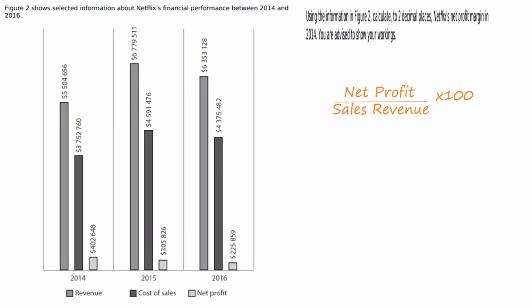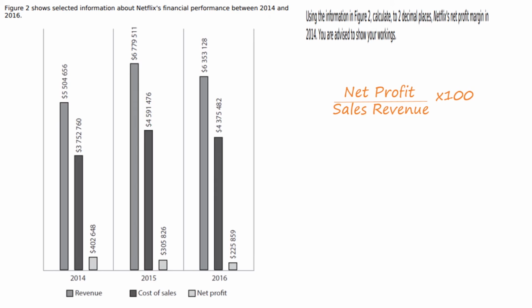Now this question requires you to calculate the net profit margin. So whenever you see a question where it wants you to calculate the gross profit margin or net profit margin, that means you've got to times by 100. That means the answer must be a percentage. Now for this question, it's not in tabular form. So as you can see, we've got a graph here, and it's about Netflix's financial performance between 2014 and 2016. And the question is, using the information in figure 2, calculate to 2 decimal places Netflix's net profit margin in 2014. You are advised to show your workings.